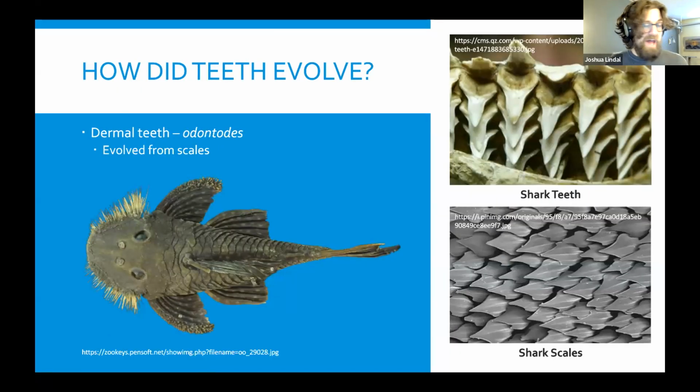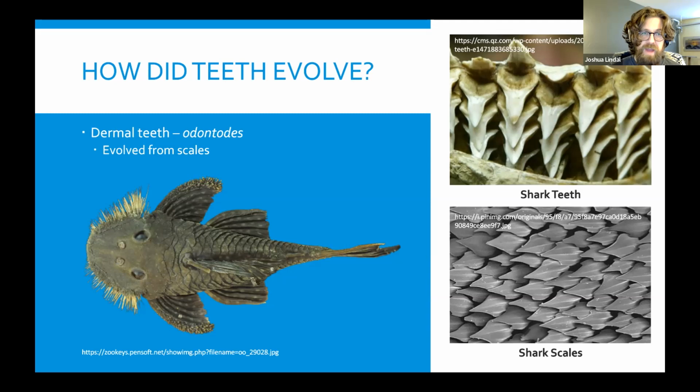So now let's talk about how teeth evolved, now that we know what teeth are and what they look like. This is one of my favorite slides because the story of how teeth evolved is kind of crazy. Teeth are actually an evolved form of scale that evolved in ancient fish hundreds of millions of years ago.